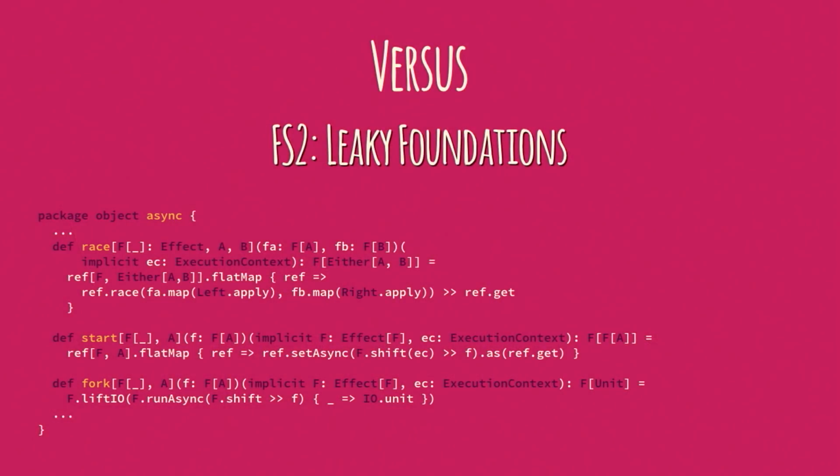This definition of race here, for example, is broken. If you race 100 things and the longest one takes an hour to complete and the shortest one takes 100 milliseconds, guess how long that thing will be running for? An hour. And all those things, all 99 losers, are going to be running and doing their effects, sucking up memory and threads.